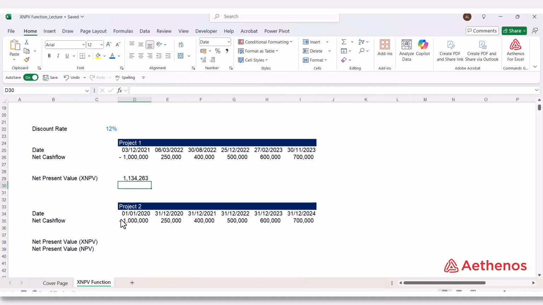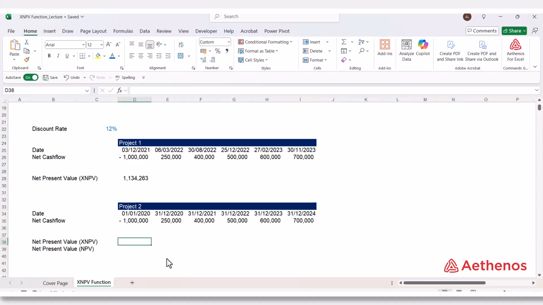So let's look at another project. Here the cash flows are the same, but the time here we are starting from 1st of January 2020. And notice all of the cash flows are occurring at the end of each of these years, 31st December. So in this case, we should get the same XNPV and NPV values, because NPV is anyway programmed to do cash flows at year end like this.